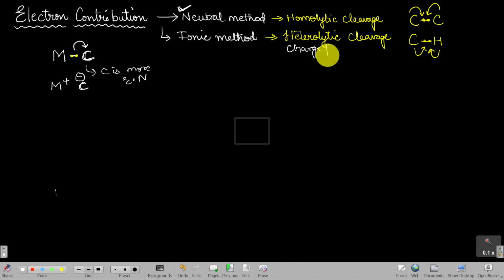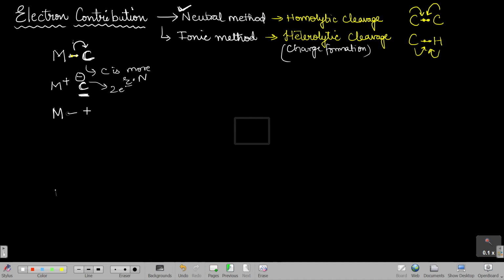Always there is charge formation, right? Because you are breaking the bond unevenly. So whenever there is an uneven breaking of the bond, there is going to be charge formation. So metal will get a positive charge and carbon will get a negative charge, which means what? Negative charge denotes 2 electrons. Both the electrons between the bond have shifted to carbon. So the contribution of this carbon in the metal carbon bond formation is 2 electrons through the ionic method.